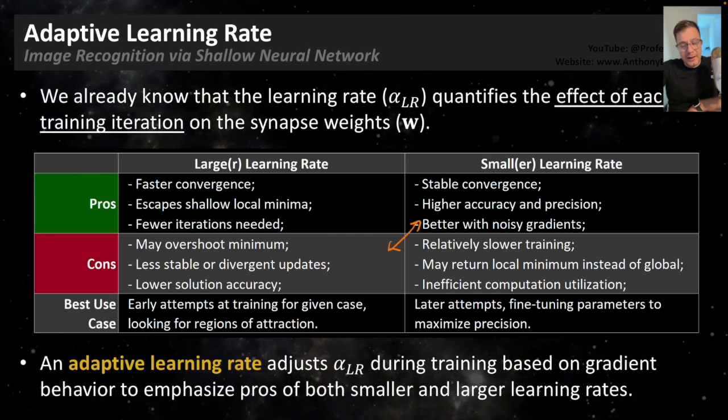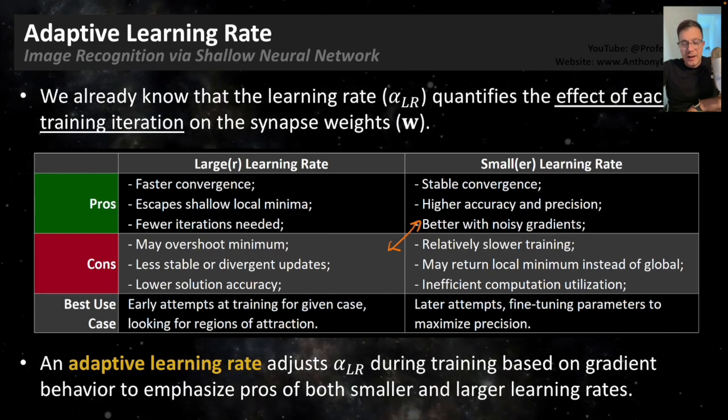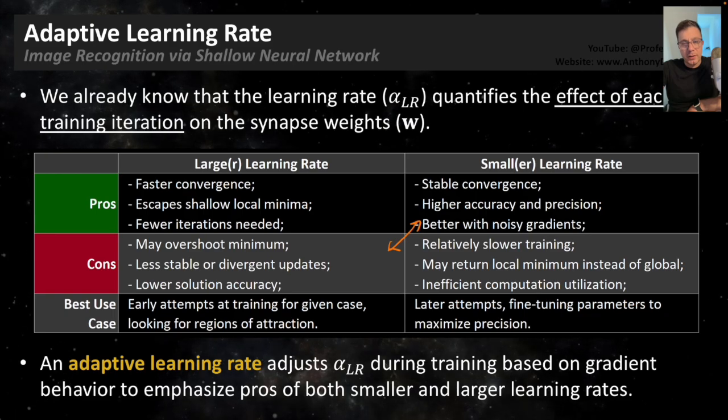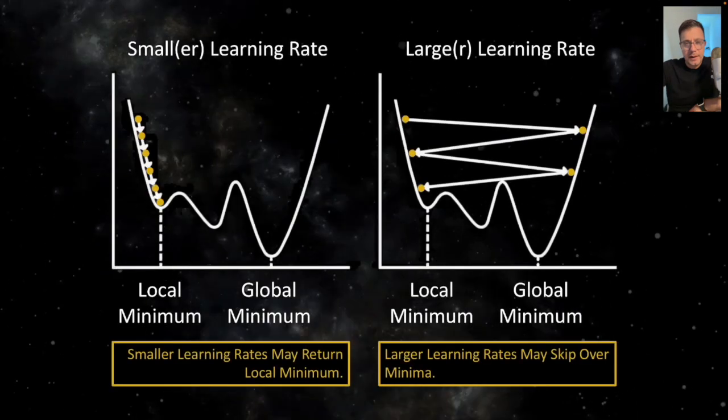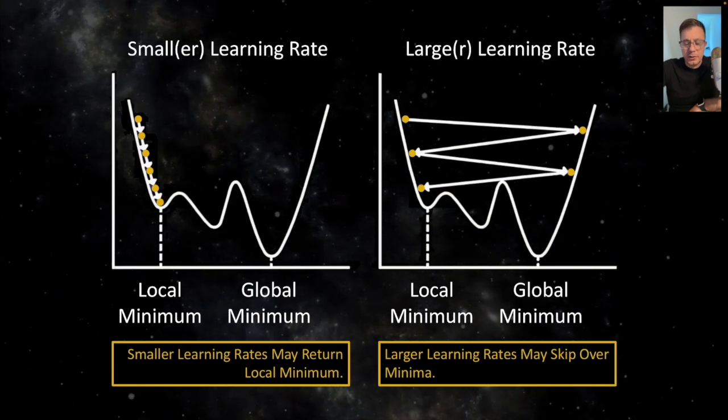An adaptive learning rate adjusts the alpha value during training based on gradient behavior to emphasize the pros, the advantages of both smaller and larger learning rates. This figure compares the behavior of a gradient descent algorithm for larger versus smaller learning rates.